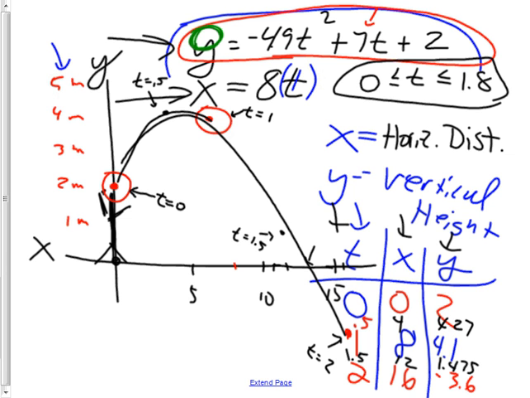So anyway, that's your intro to parametrics. They have more info, more equations, 3 variables instead of 2, and you can actually get a vertical distance and a horizontal distance and a time all coordinated.